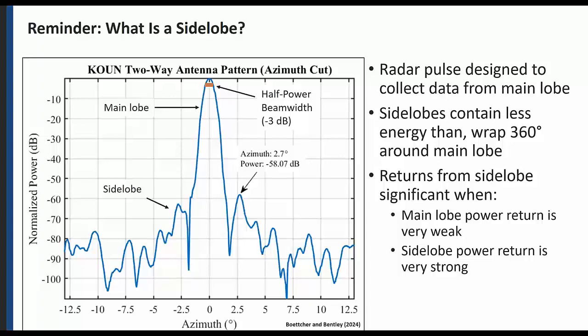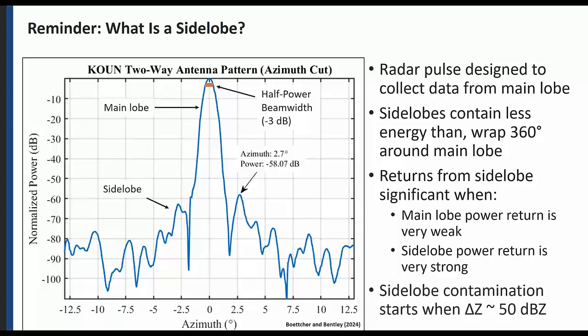And when those side lobes interact with an echo that's very strong, that's when you're going to most likely see this happen. And so the contamination usually starts to be noticeable when the difference in reflectivity between the side lobe and what's in the main lobe is about 50 dBZ.